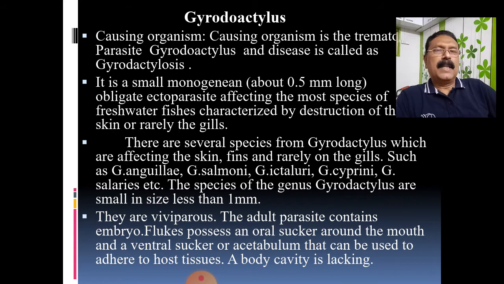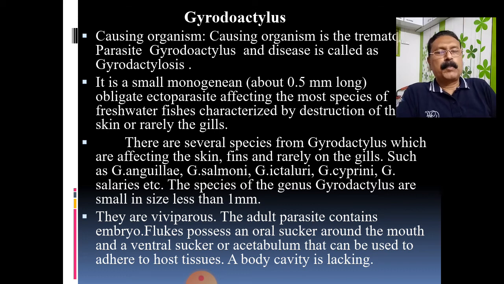The disease caused by the infection, the attack of Gyrodactylus, is known as Gyrodactylosis. So the causing organism is Gyrodactylus. Simply, it is a trematode, a monogenic type of trematode, and it is causing a disease. That disease is known as Gyrodactylosis.